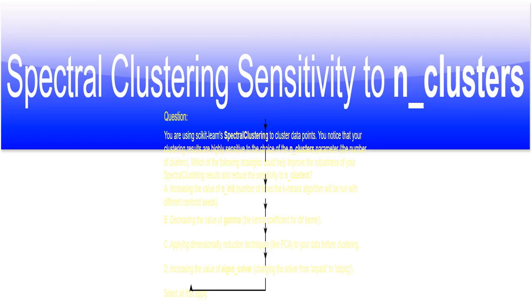I'm focusing on how sensitive spectral clustering is to the choice of the number of clusters. We're trying to figure out ways to make the results less dependent on that choice. It's like choosing the right number of slices for a pizza. If you choose too many or too few, your slices won't be very meaningful. We want a method that is robust, even if we slightly change the number of clusters.